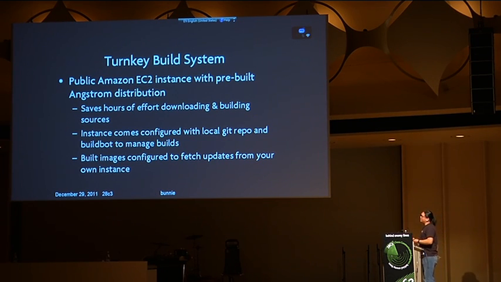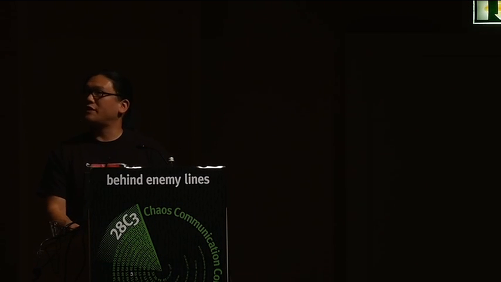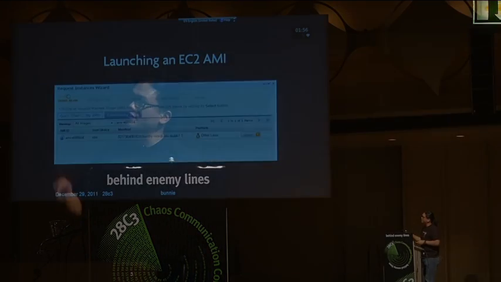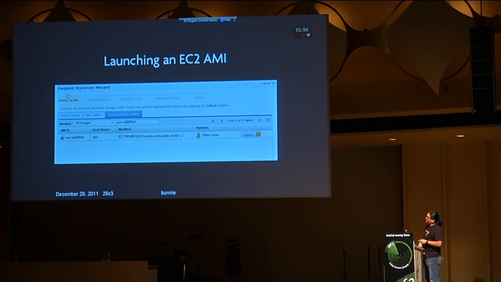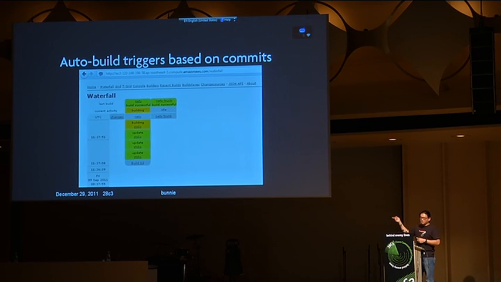So what you can do is go to Amazon and use our public AMI, and it comes up, and essentially it's like we handed you the keyboard from our dev environment, and you can go from there with a pre-built image. It comes with a local Git repo and build bot. You launch it, commit your code to the local Git repo on the inside, and when you do a code commit, it automatically triggers a build for you, so you can watch your builds going.